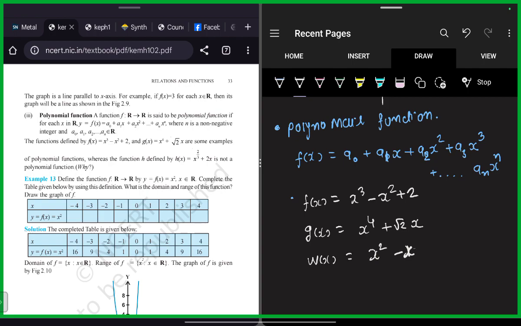Polynomial means x having more than one power, right? There are terms of x which are having more than one power, right? In simple words, this is the definition. Understood?